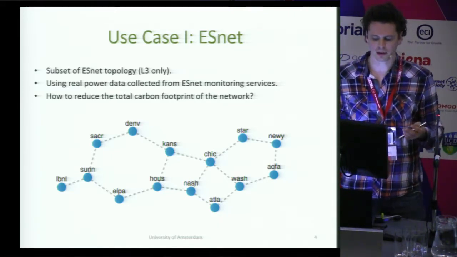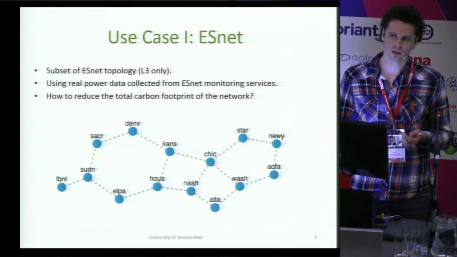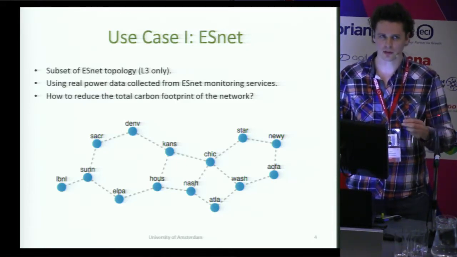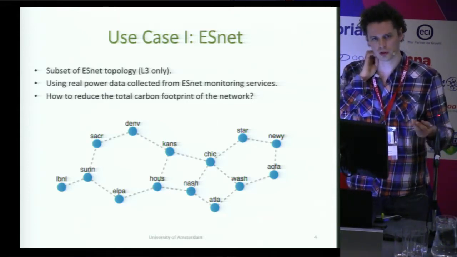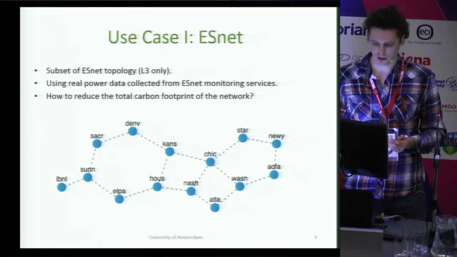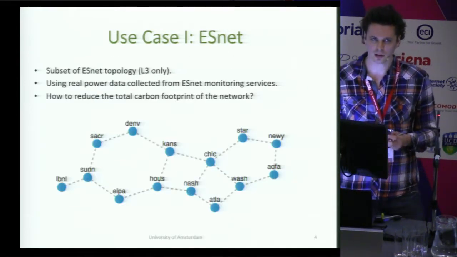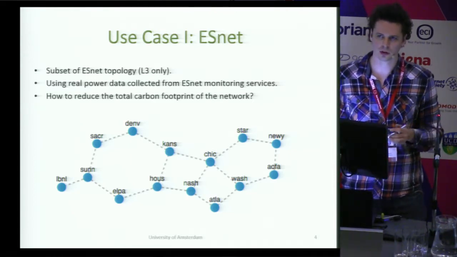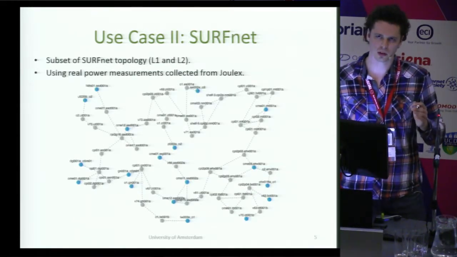I collected the power from all these devices. It turns out that they always consume the same amount of power, as I explained before. The question is, how could you use energy-efficient technologies to reduce the carbon footprint? The second use case is SurfNet. I should mention that ESNet covers the whole United States, so almost all these nodes are in different states, and SurfNet is much smaller. It's mostly in the Netherlands.